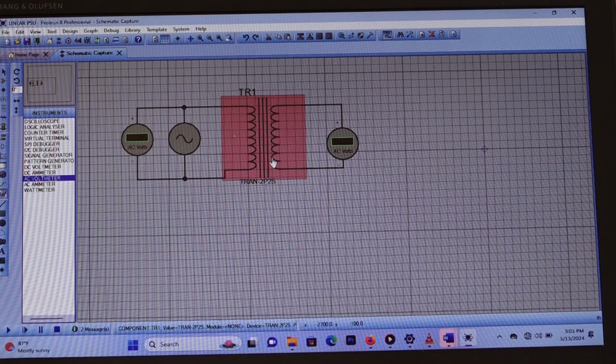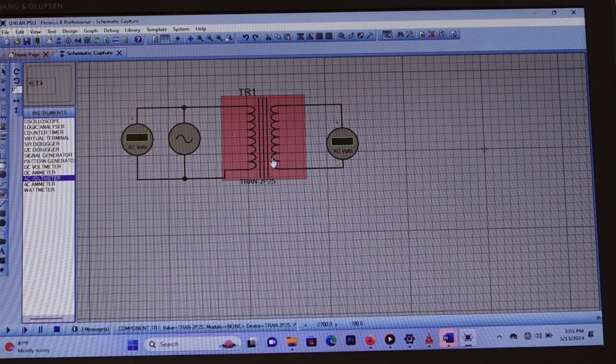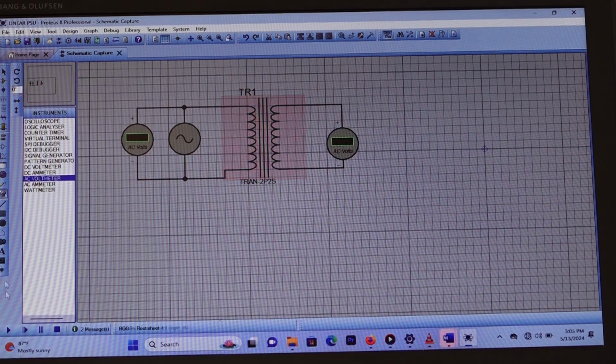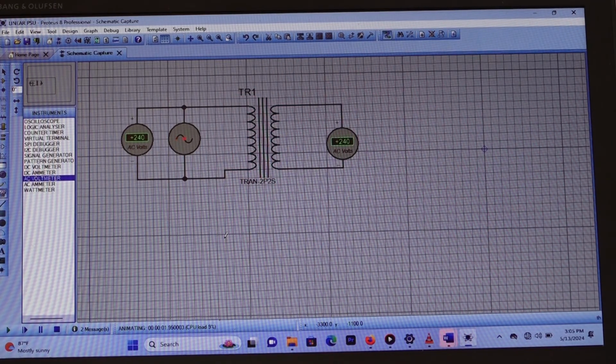If it is step-up, we have to expect that the output root mean square voltage is higher than the one provided in the primary. So for that case, let us run. If you run, what do we get at the output? 240 volts. So the input voltage is what? 240 volts. The output voltage from the transformer is what?